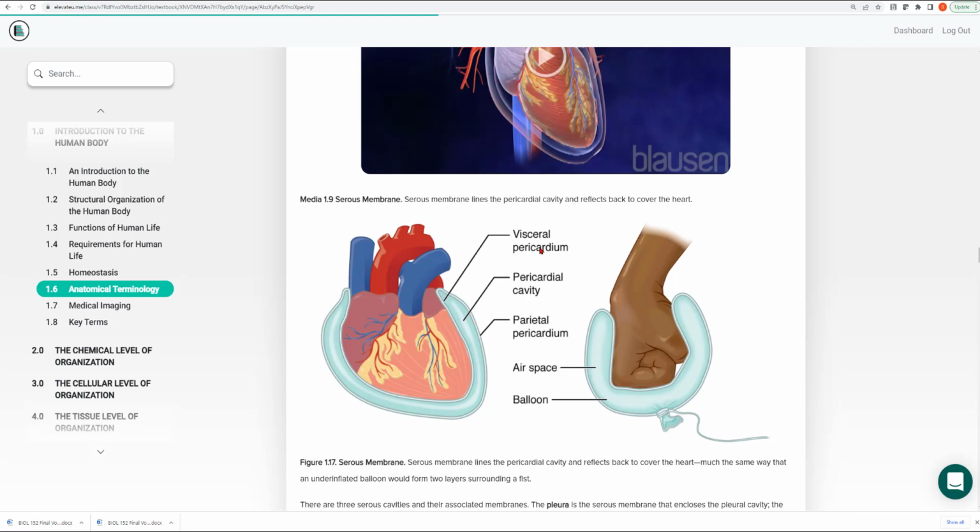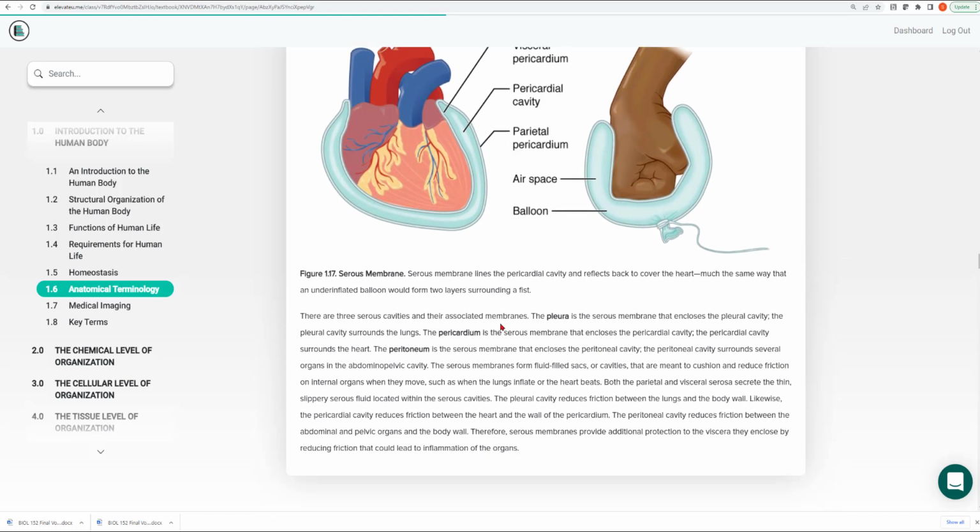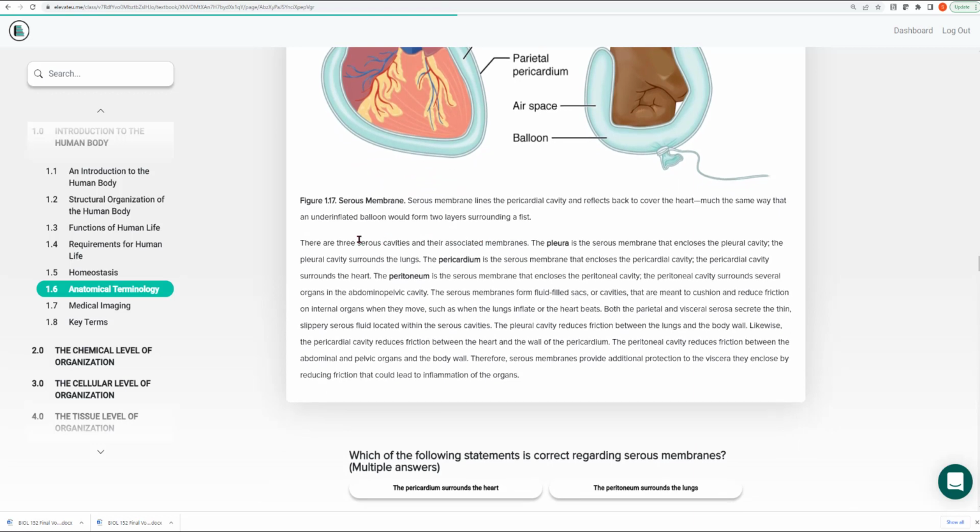It is made up of 2 membranes. That is the visceral layer on the inside. I always say that it's shrink wrapped to the organ, and the parietal layer on the outside. That's the example for the heart. Around the lungs, there is a similar serous membrane. It is called the pleura. It's the same idea. It surrounds the lungs.